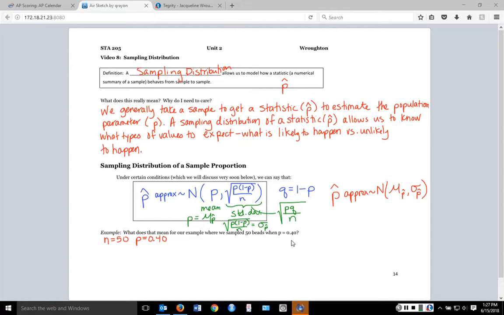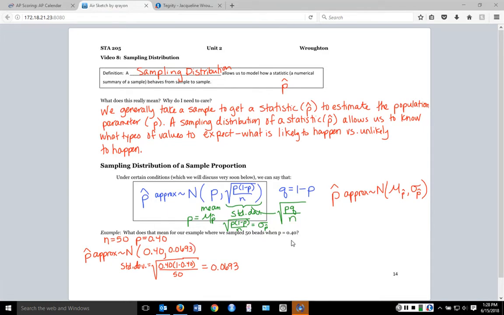So then we'll be able to say that p hat will be approximately distributed normal with a mean of 0.40, and I'm going to have to do my math here for my standard deviation. So my standard deviation is going to be the square root of 0.4 times 1 minus 0.4 over 50, which gives me 0.0693. And so that up here will be my standard deviation.